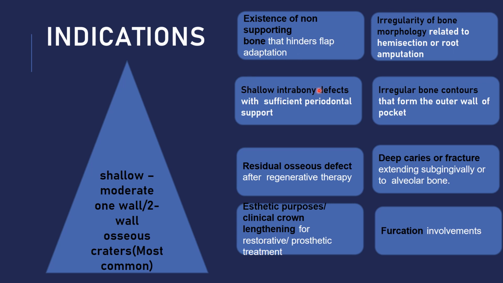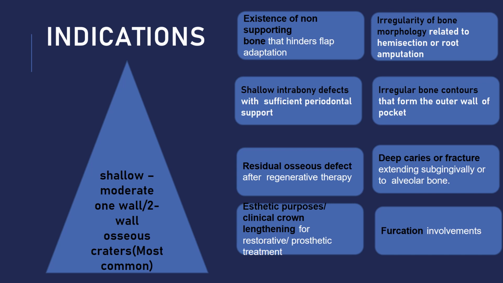Then shallow intrabony defects, what we told before. With sufficient periodontal support and shallow intrabony defects, you can go for this osseous surgery. And irregular bony condyles, if they form the outer wall of the pocket, can be removed. Then a residual osseous defect, especially after regenerative therapy and bone graft in three-wall defects, if some amount of residual osseous defect is there, it can be removed by this osseous surgery. In case of deep caries or fracture extending subgingivally to the alveolar bone, we need to remove some bone to get access to the caries. So this can be done.